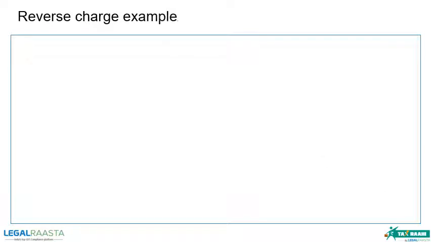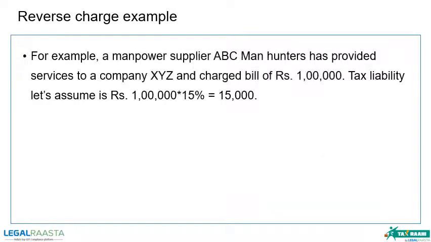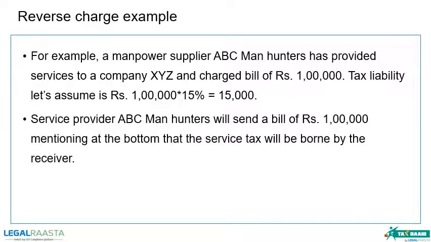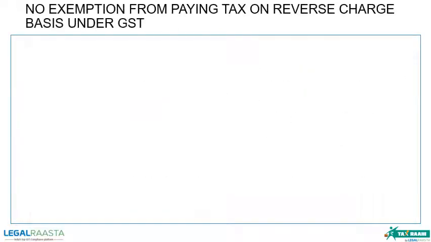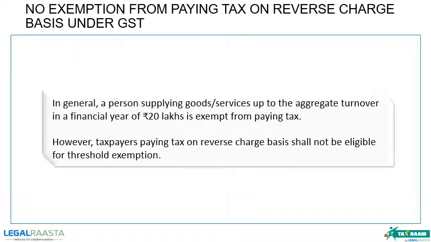For example, a manpower supplier has provided services to a company worth Rs 1 lakh with a tax liability of Rs 15,000, mentioning on the bill that the tax liability will be borne by the receiver. So now the company will pay Rs 1 lakh to the manpower supplier and Rs 15,000 to the government. Taxpayers who are paying tax on reverse charge basis shall not be eligible for threshold exemption.